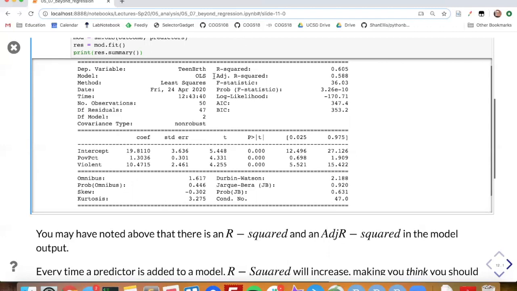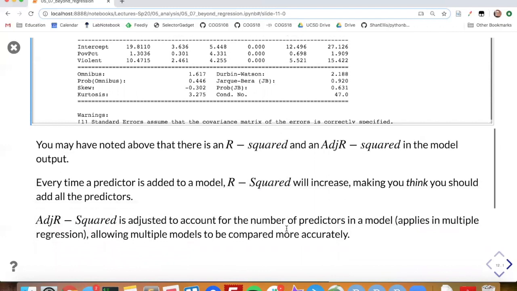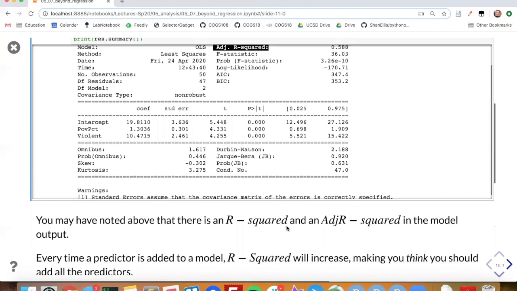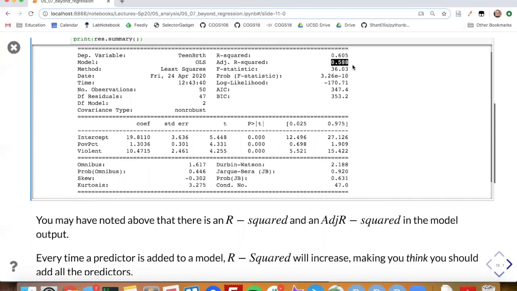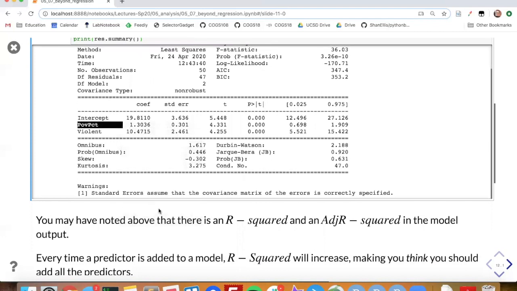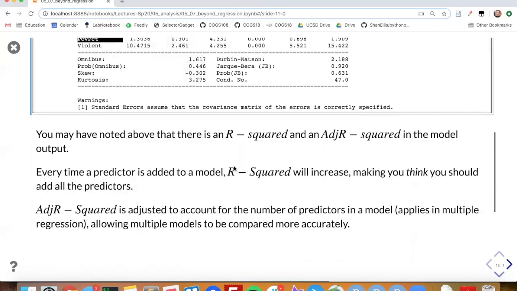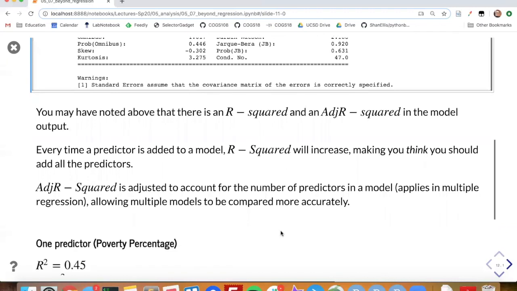What you want to start looking at when you're trying to compare across models is adjusted R squared. What this does is it adjusts the model for how many predictors you have, so you can compare the amount of variance explained between 2 different models regardless of whether or not they have the same number of predictors. So if you add predictors, R squared is going to increase. Adjusted R squared is what you want to use to compare between models.